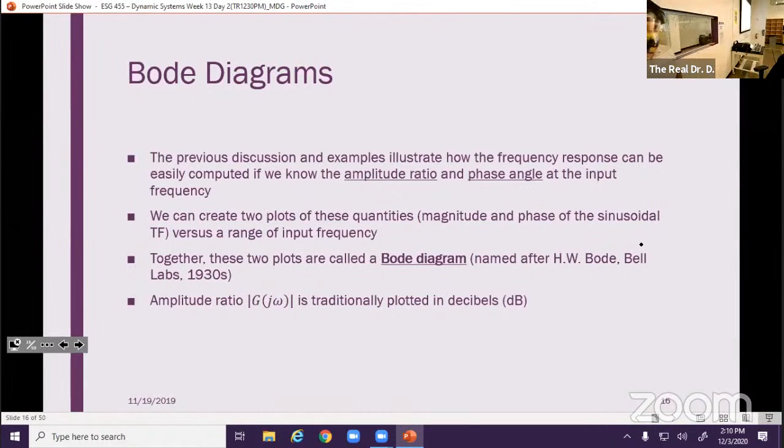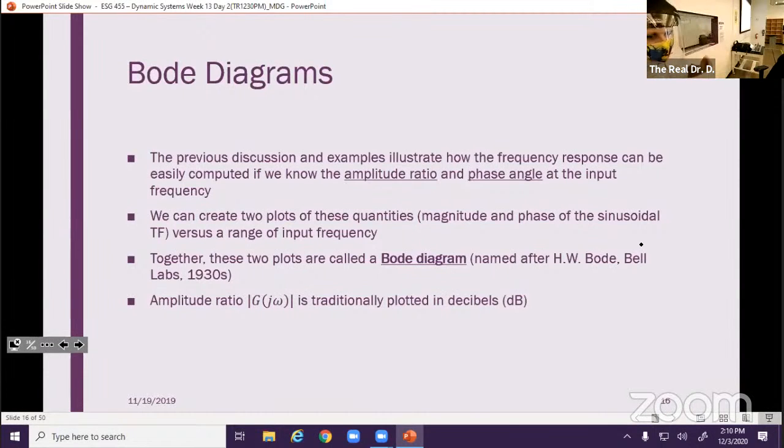So the previous discussion and examples illustrate how frequency response can be easily computed if we know the amplitude ratio and the phase angle. That's basically the whole point of the last three examples we did in class, the two today and the one last class. If we can calculate magnitude and phase, we can calculate the frequency response. You hear frequency response, you should automatically say, I need to get the magnitude and the phase of this. That is where our brain goes.